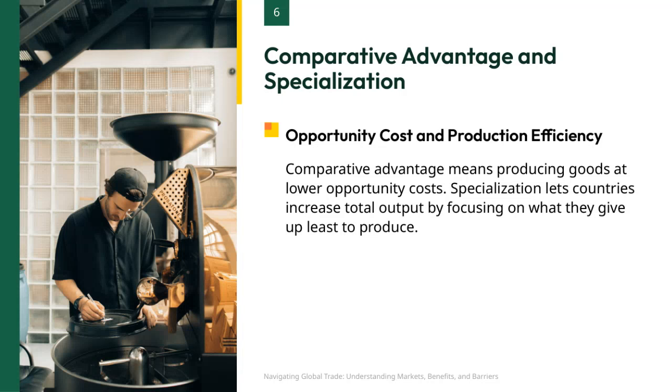Here we focus on the concept of comparative advantage, which is all about producing goods at a lower opportunity cost than others. This means a country is more efficient in that it sacrifices less when producing a certain good. Specialization ties into this by allowing countries to concentrate on producing what they are best at, or what costs them the least in terms of giving up other goods. By doing so, they can increase overall production, benefiting both themselves and their trading partners. This idea is a cornerstone of trade economics and helps explain why international trade can be so advantageous.